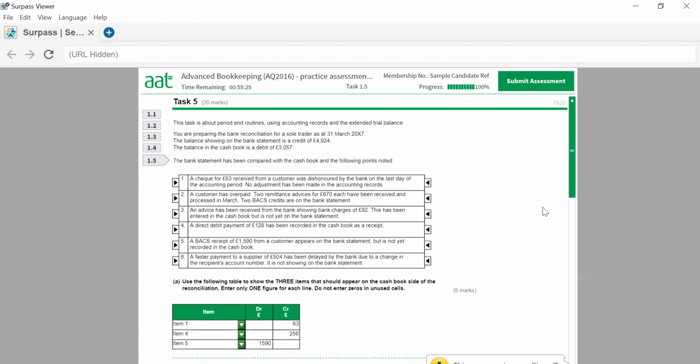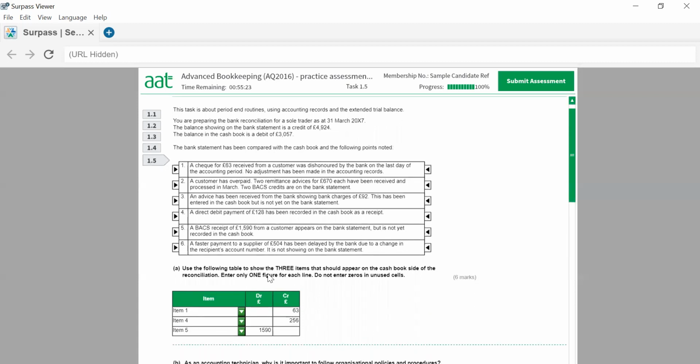It says the bank statement has been compared with the cash book and the following points have been made. I'm going to explain an easy way for you to do this, because it says use the following table to show 3 items that should appear in the cash book. So it's mistakes in the cash book. Anything to do with the bank statement's not relevant. We're only interested in things that will have an impact in relation to the cash book.